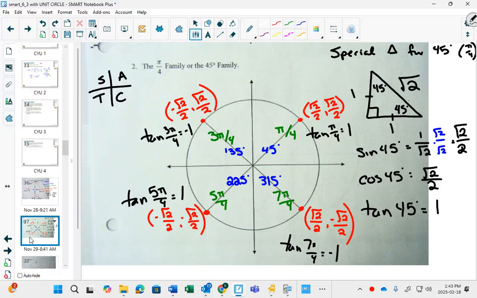Now, both the x-coordinate and the y-coordinate are negative in quadrant 3, which is why both cos and sine are negative. But a negative divided by a negative makes tangent the only positive one in quadrant 3. And then same thing, quadrant 4, cos, the x-coordinate, is the only positive one. So your CAST rule is actually explained by the unit circle.